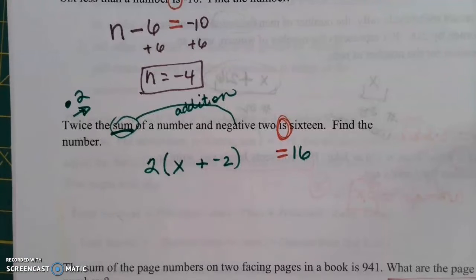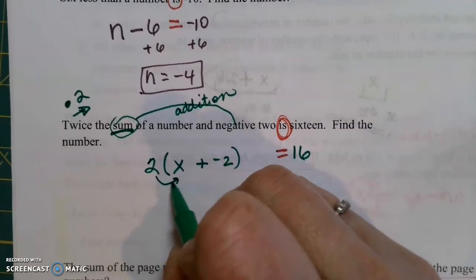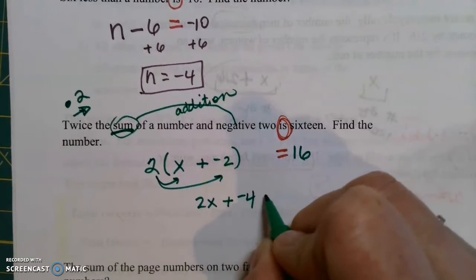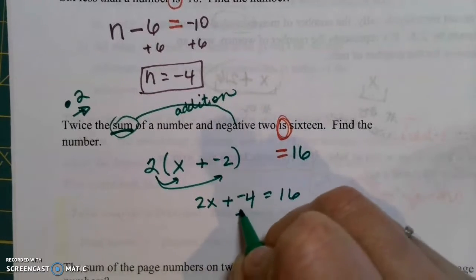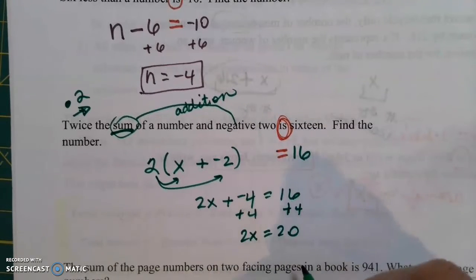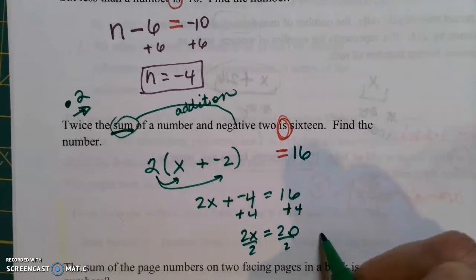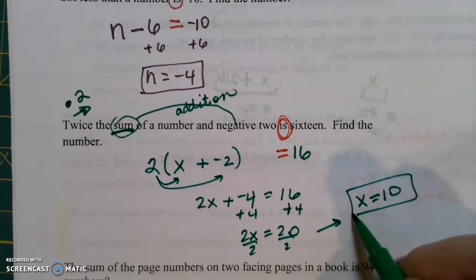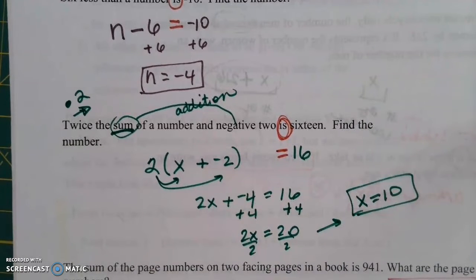And then at that point, we've translated the equation. We're going to multiply that 2 throughout. So we'll get 2x plus negative 4 equals 16. Add 4 to both sides. 2x equals 20. And divide both sides by 2, x would be 10, or whatever you used for your variable there.